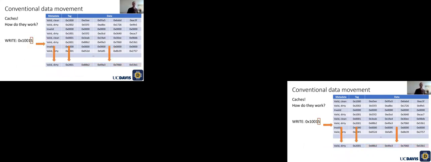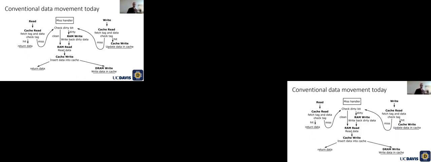So in this case, we're going to pull all the data out. We're going to check the tag. It's a miss. Now we need to write back the old data if it's dirty. Then we can fetch the old data from memory, update that, and then finally update the cache. So if we look at this in a flowchart, this is generally how most caches work.